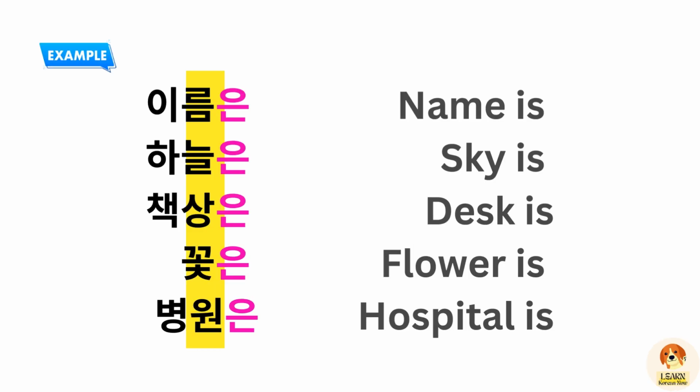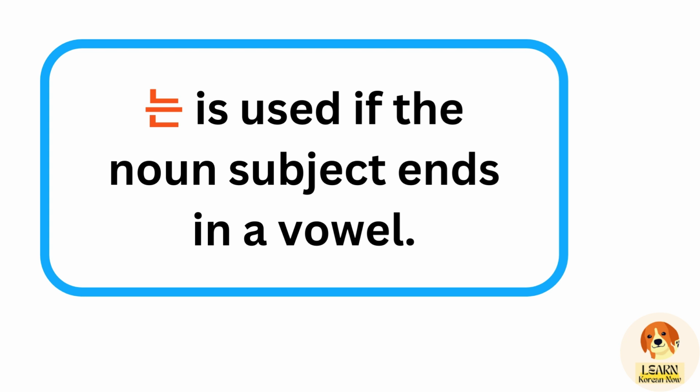For example, here are some words that end in a final consonant. 이름은, name is. 하늘은, sky is. 책상은, desk is. 꽃은, flower is. 병원은, hospital is. 는 is used if the noun subject ends in a vowel.